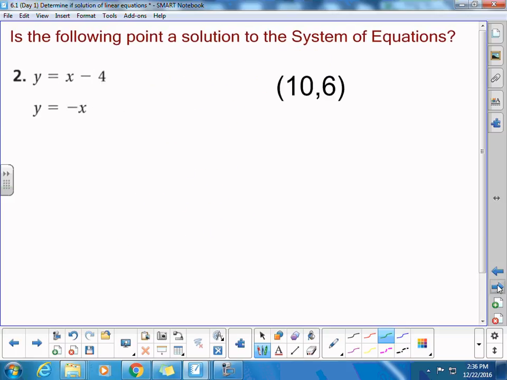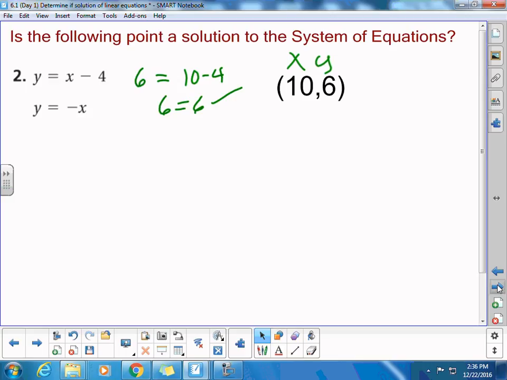So let's try this one. Is this one a solution? Again, we just plug in x, y. So is 6 equal to 10 minus 4? 6 is equal to 6. Yep, works in the first one. Try it in the second one. Is 6 equal to negative 10? Doesn't work.